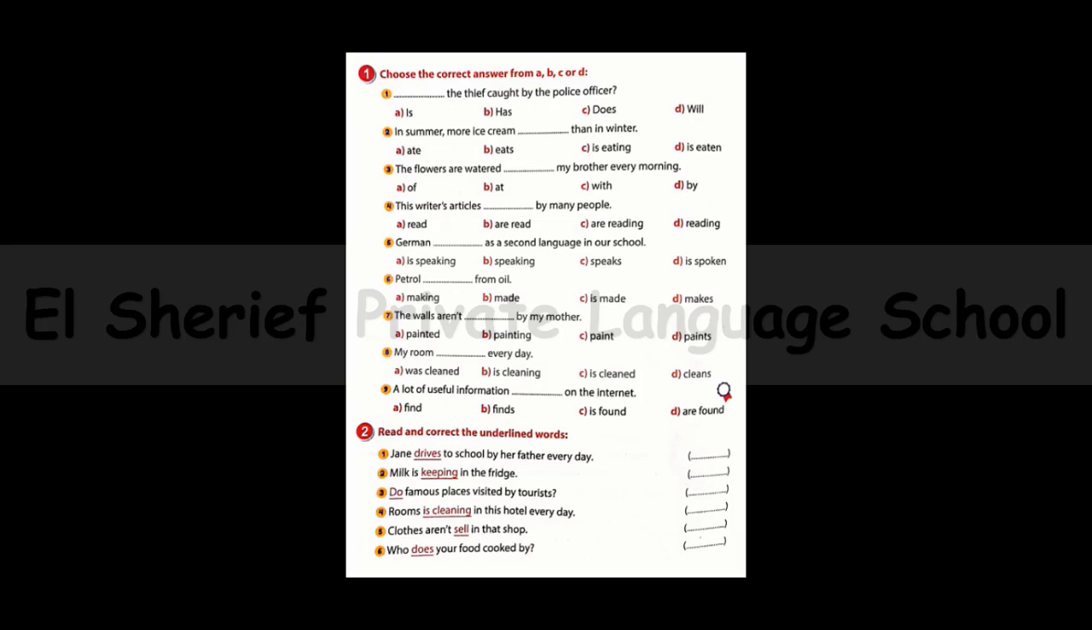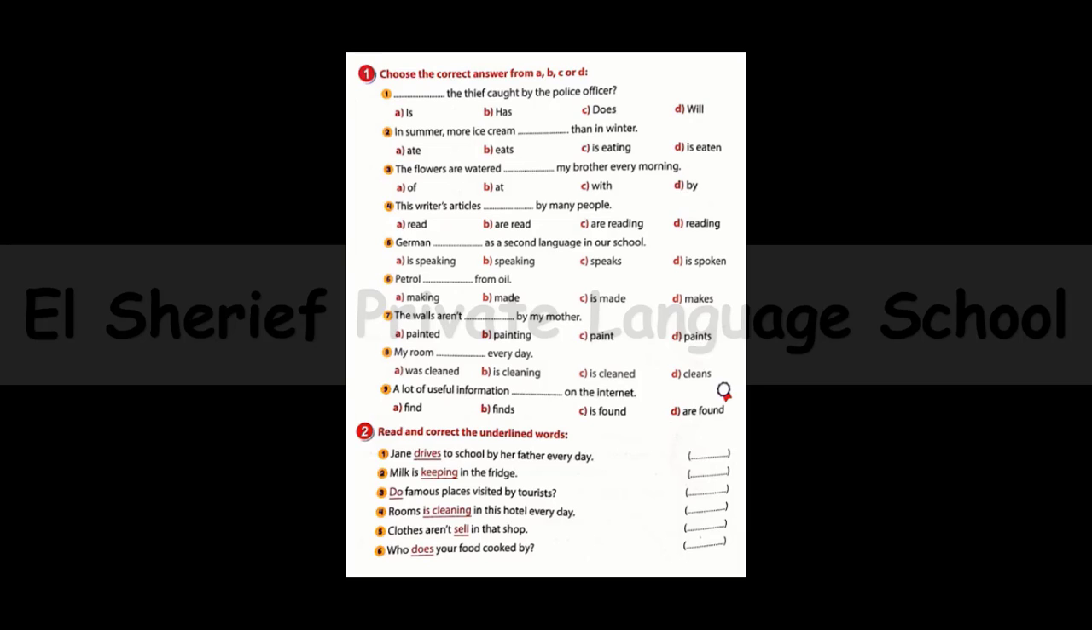Number 3, the flowers are watered by my brother every morning. We should know if we want to add the subject to the passive form, we should precede it with by. So the flowers are watered by my brother every morning. So number 4, this writer's articles are read by many people. So it will be are read. Yes, are read. It's letter B. Now number 5, German is spoken as a second language in our school. So yes, German is spoken as a second language in our school.